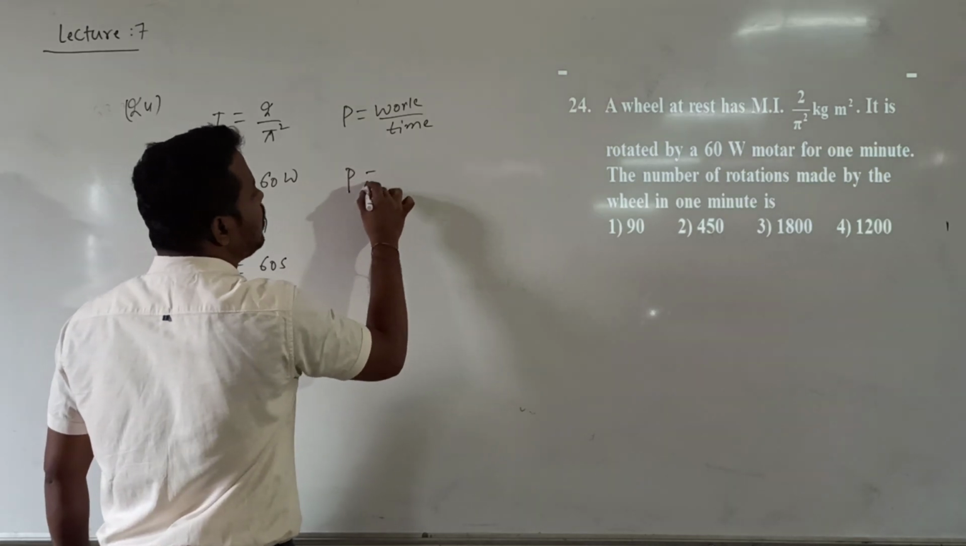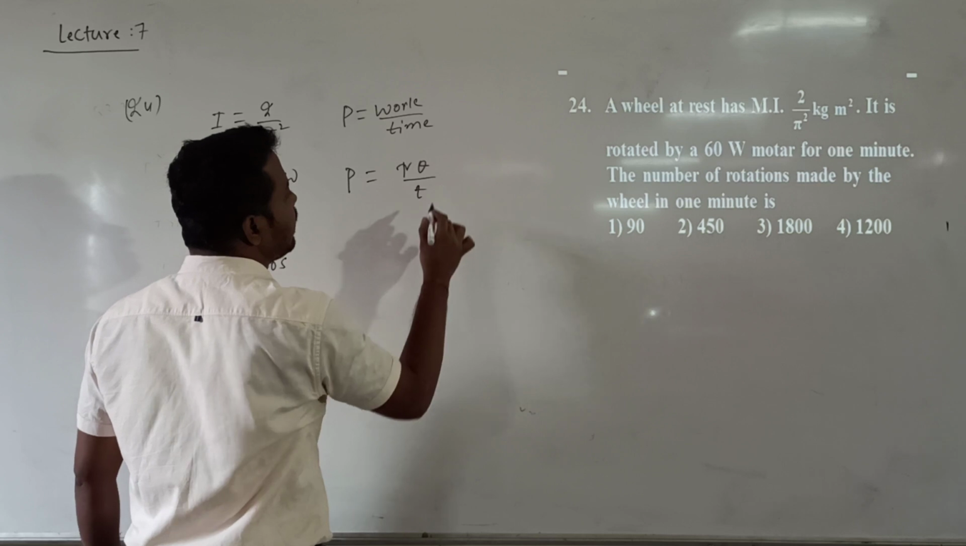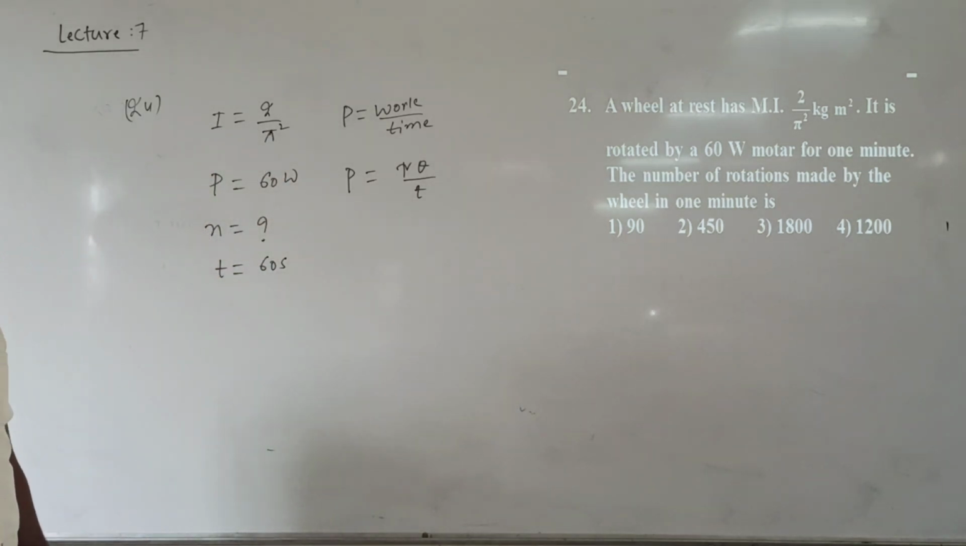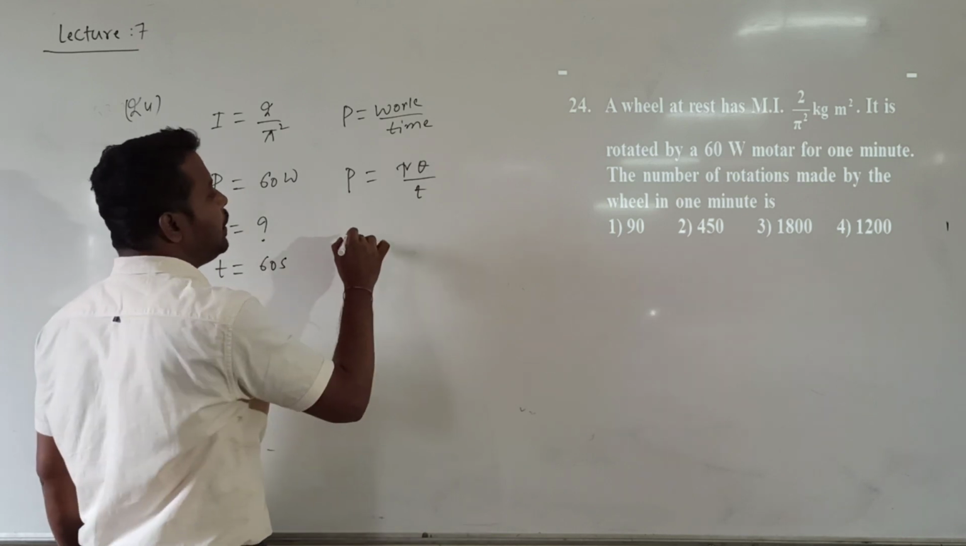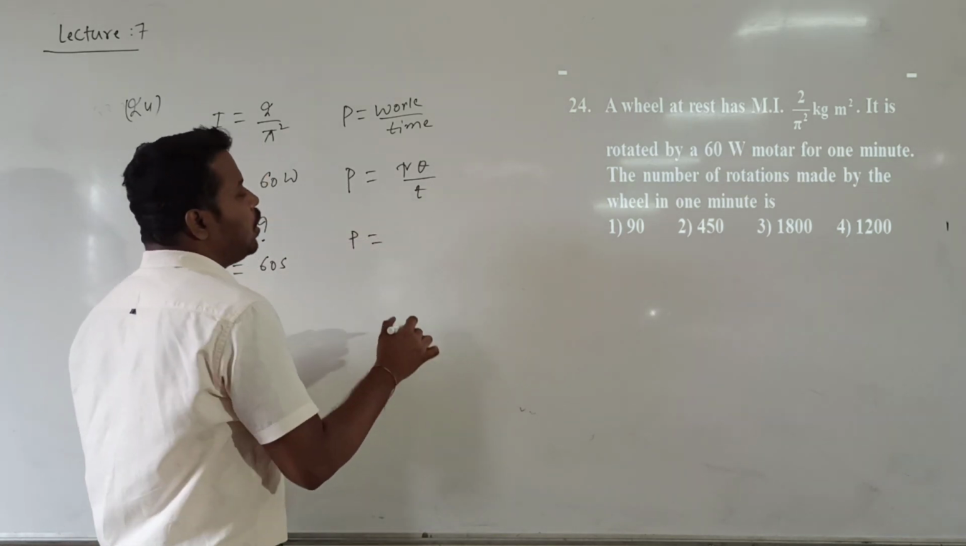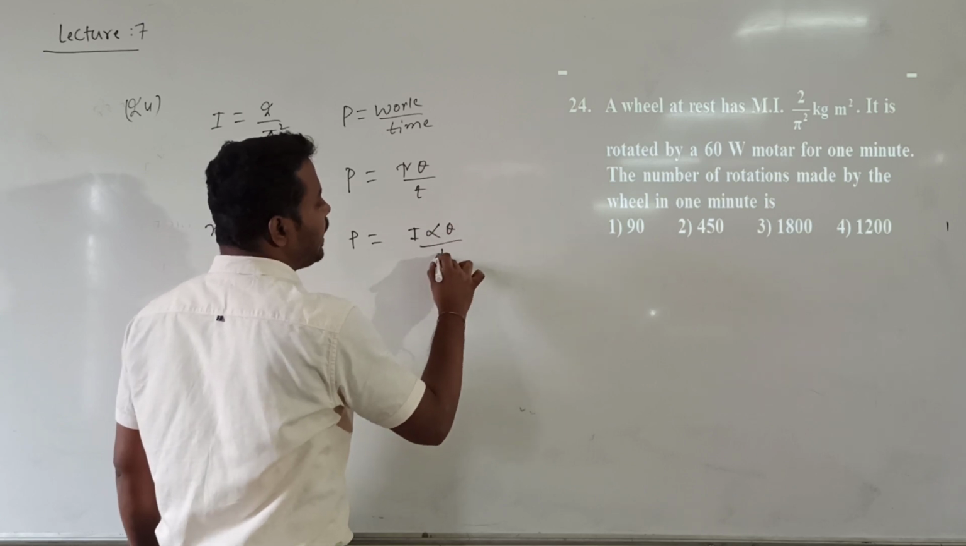So power P is equal to work done, which is tau into theta, divided by how much? T. Work done is the product of torque and angular displacement. So P is tau into theta divided by T, and tau can be written as I into alpha into theta divided by T.